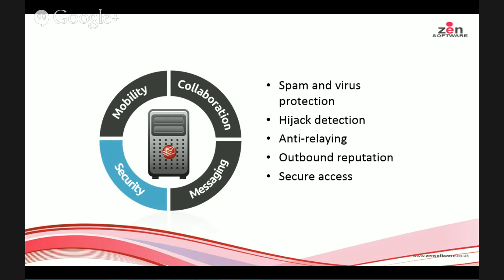Blocking of relaying. I mean, relaying is a key reason that spammers try to find open mail servers, to be able to send large volumes of email through them. So there's lots of components there that help combat against all of these different types of threat.